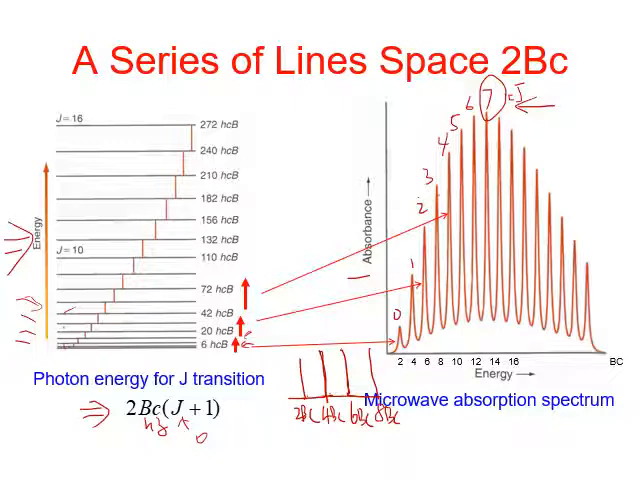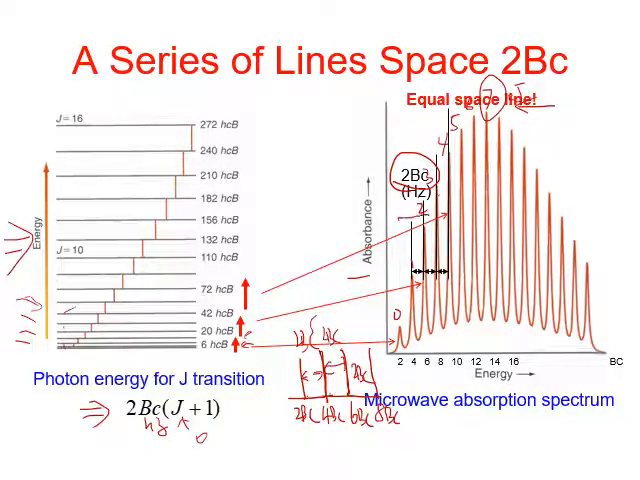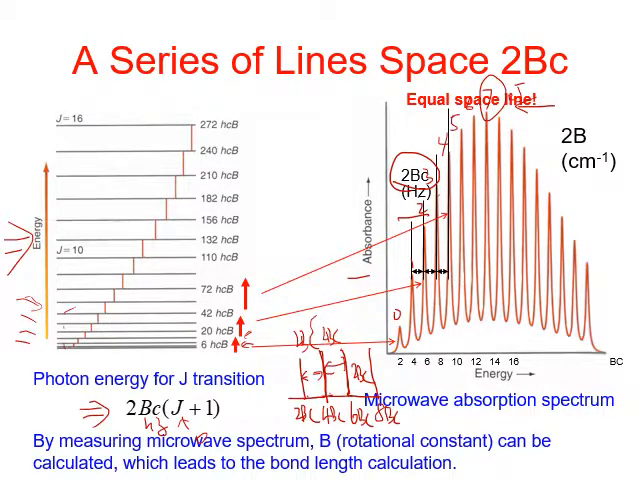Another important thing to notice is that the separation between adjacent absorption frequencies here is 2BC, and this one is also 2BC, and here 2BC. So all of these have a separation of 2BC between adjacent frequencies of light that will be absorbed. Okay, now that's in hertz. Now in inverse centimeter, you divide by the speed of light, and that gives you 2B. So in other words, the separation between two adjacent frequencies is just 2B.